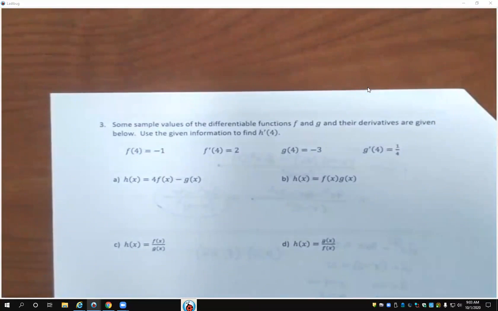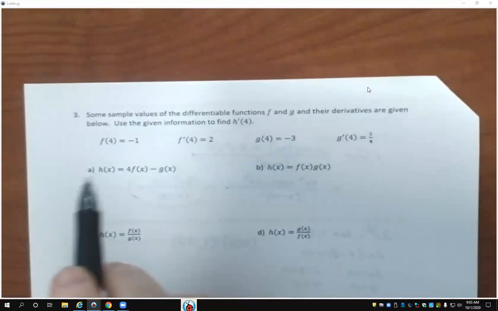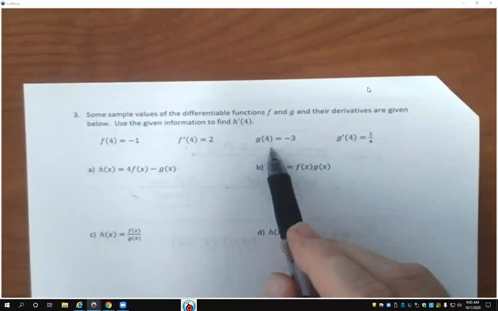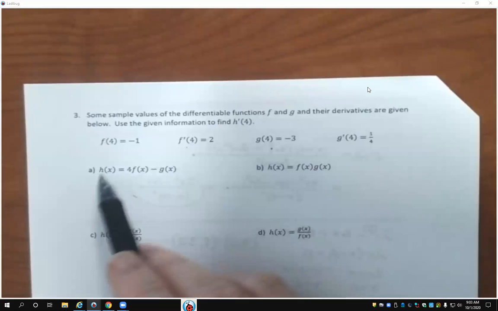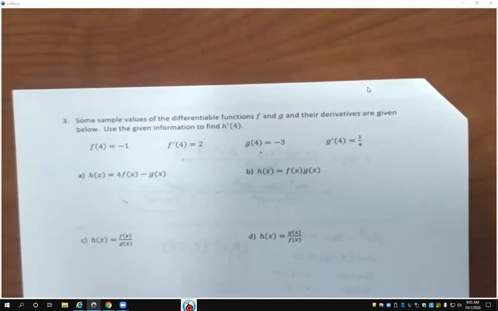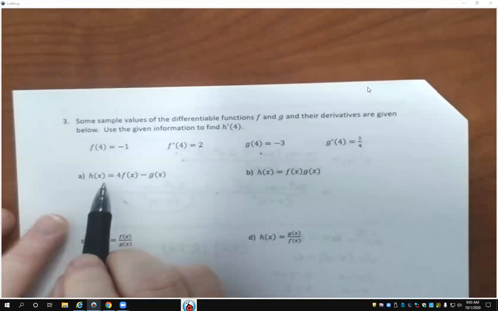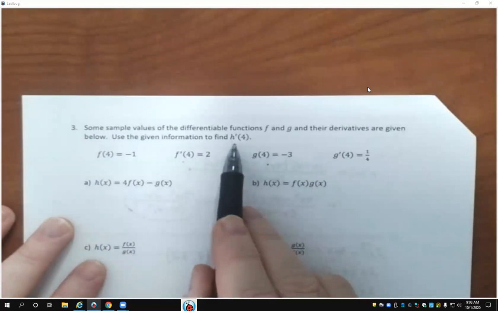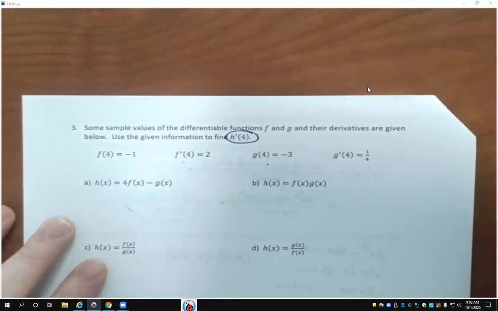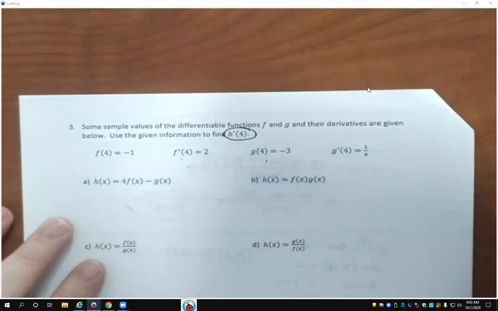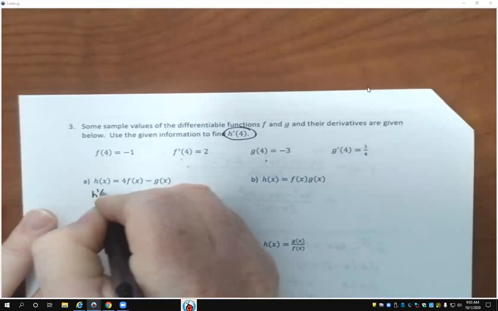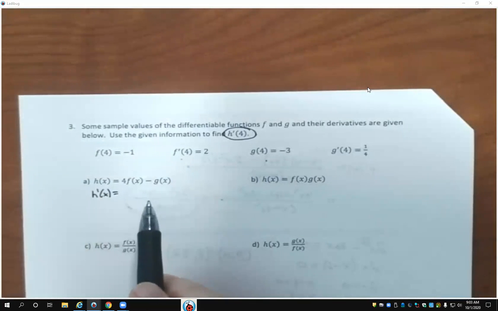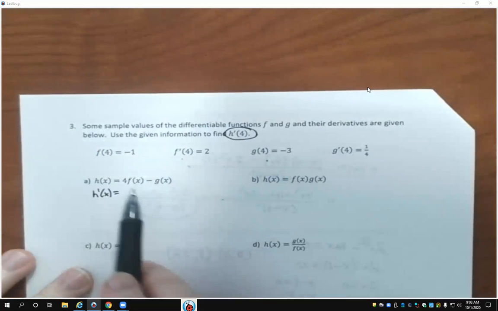All right, so this is almost like number 3 here is like getting a table, but you're just getting specific values in a table, okay? We have F of 4, we have F prime of 4, G of 4, and G prime of 4. And we're given different functions throughout, okay? So A is H of X equals this. We are asked to find up here in the directions H prime of 4, okay? So before we find H prime of 4, we got to find H prime of X. Just because you got product and quotient rule on the brain doesn't mean we're going to stick with product and quotient rule. Okay.